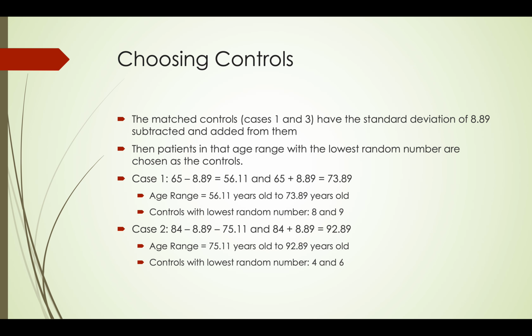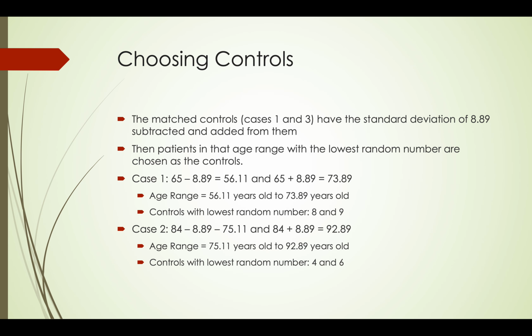For case 1, we add and subtract 8.89 from 65, and we get an age range of 56.11 years old to 73.89 years old. For case 2, we add and subtract 8.89 from 84, and we get an age range of 75.11 years old to 92.89 years old. The last thing we're going to do is find the patients that fall into these age ranges, and then to choose our controls, we choose the patients in these age ranges with the lowest random number.